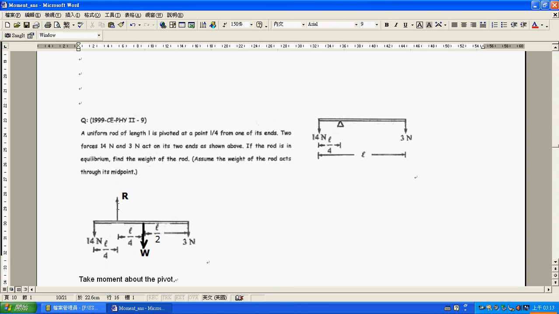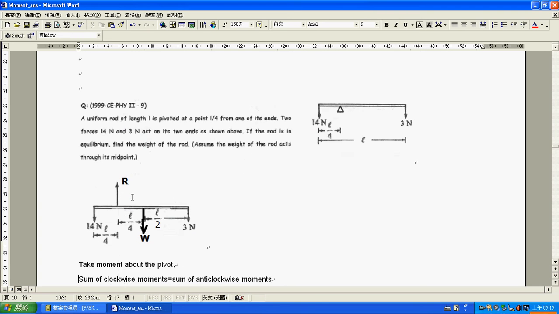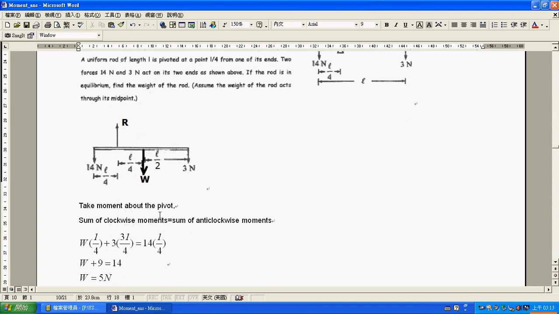Now, we take moment about the pivot because the pivot reaction is an unknown force. If we take moment at this point, the unknown reaction R is not taken into account. So the sum of clockwise moments should be equal to the sum of the anti-clockwise moments. This is because the rod is in equilibrium. Now let's look at the forces one by one.